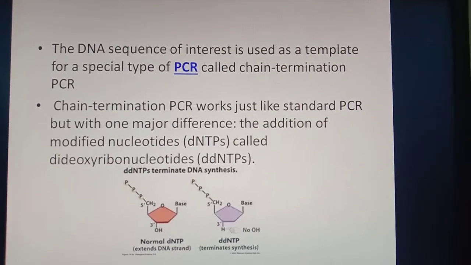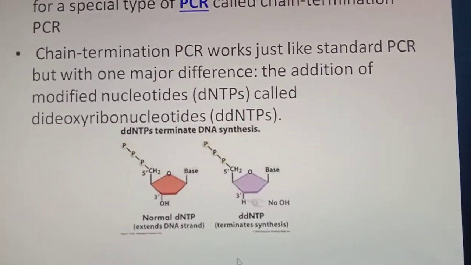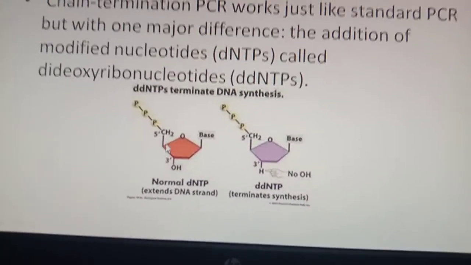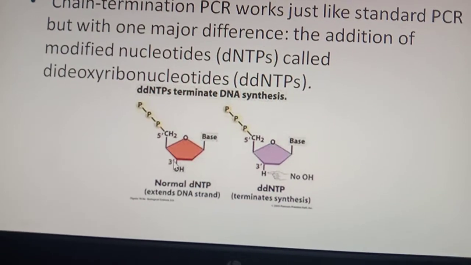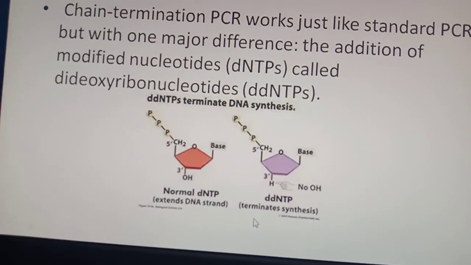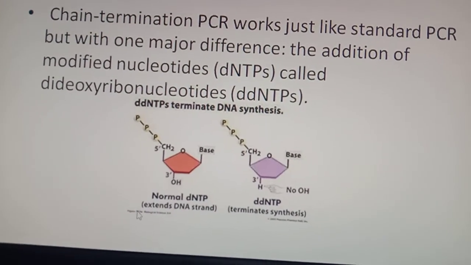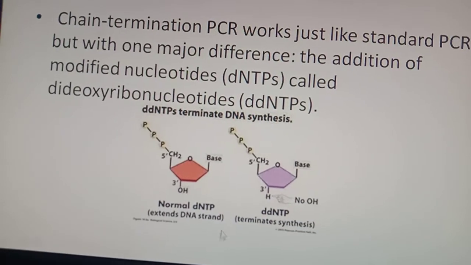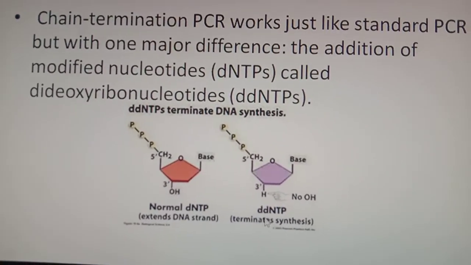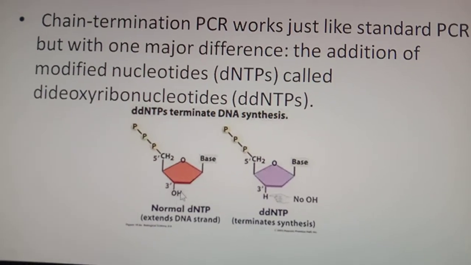In the first step, PCR is performed, and along with the normal dNTP, we use a specialized dNTP, that is ddNTP. You can see here, in a normal dNTP there is a hydroxyl group over here. ddNTP stands for dideoxynucleotide triphosphate, while a normal dNTP is deoxynucleotide triphosphate. In the ddNTP, this particular O group is removed.